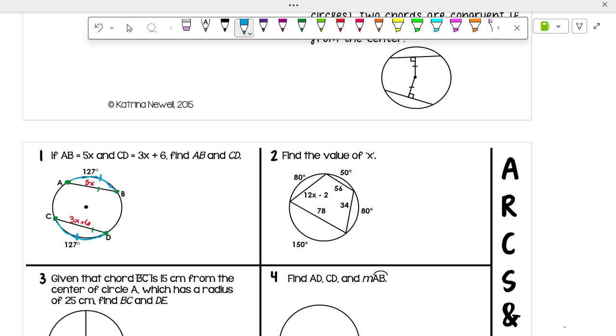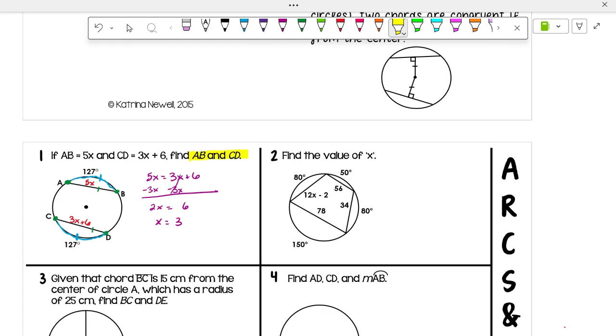So how would I set this up to solve for x if they're congruent? 5x equals 3x plus 6. So I'm going to subtract the 3x over. I get 2x is equal to 6. So x is equal to 3. Now I'm not done because what did it ask me to find? AB and CD.